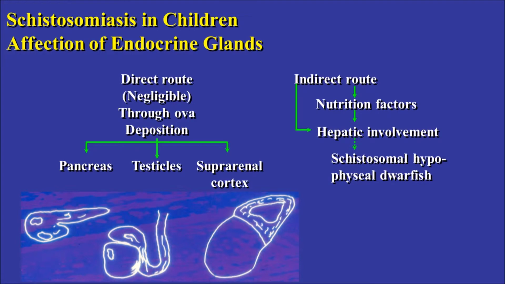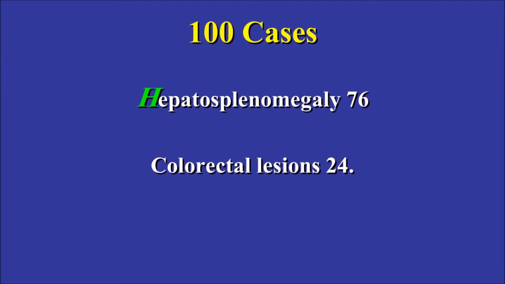Now, affection of the endocrine glands in cases of schistosomiasis is either through the direct route, and this is negligible, through ova deposition either in the pancreas, testicle, or suprarenal cortex, or it is an indirect route when it affects the nutrition or when there is hepatic involvement, with the possibility of hepatic fibrosis and affection of the liver function. This is an analysis of 100 cases of Bilharziasis or schistosomiasis in children.